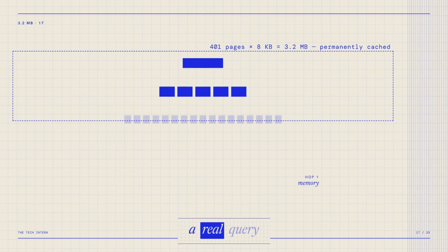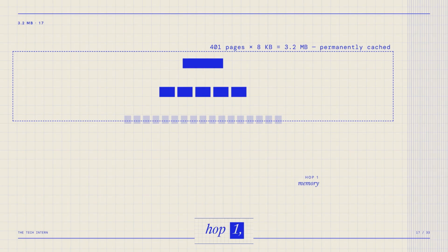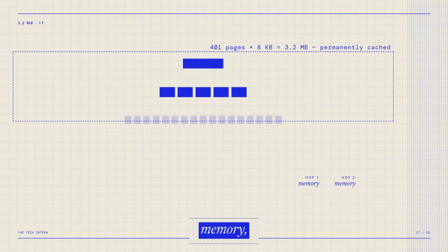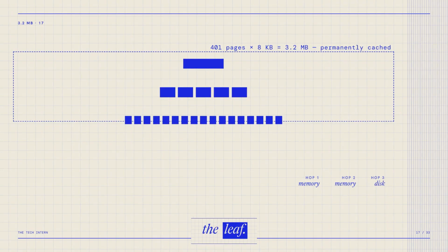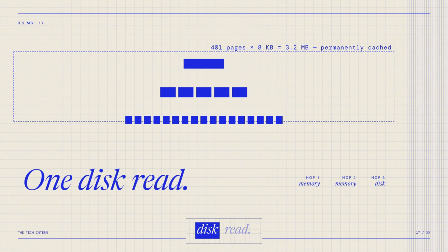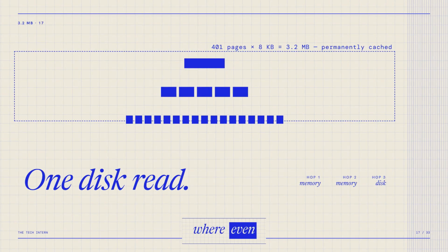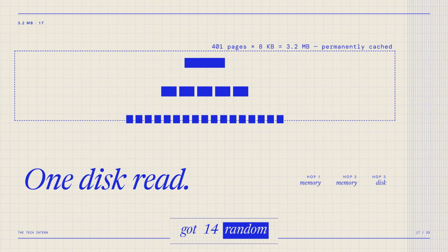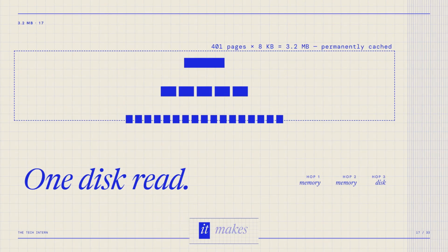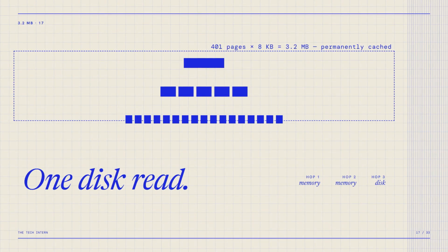So when a real query comes in, hop 1, memory. Hop 2, memory. Hop 3, the leaf. That's your one disk read. 1. Compare that to the binary tree, where even if you cache the top 10 levels, you've still got 14 random reads left to go. High fanout doesn't just shorten the path, it makes the path cacheable.